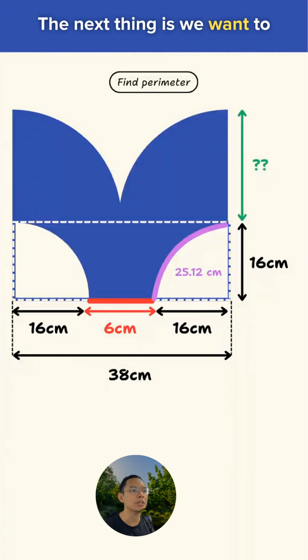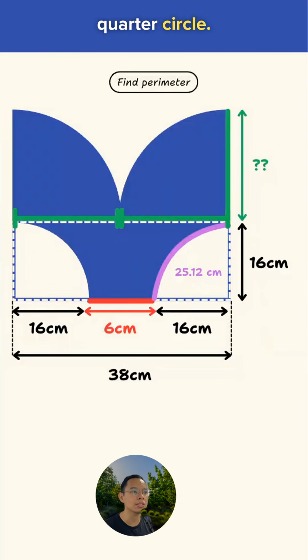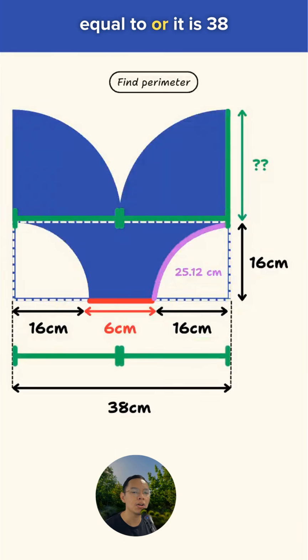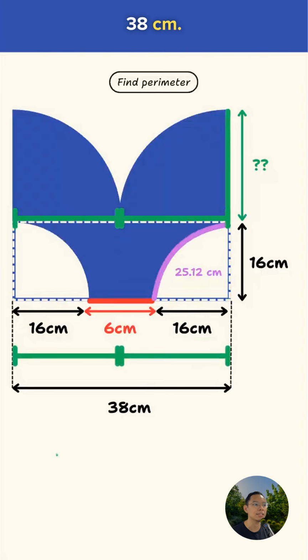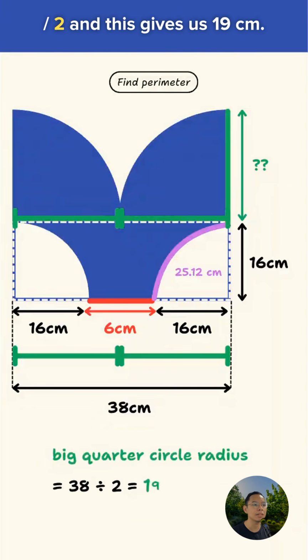So now we know the small quarter circle. The next thing is we want to get the big quarter circle, but the radius, we are not sure of. If we know the radius on this side, we also know that is the radius as well. Since there are two big quarter circles, that means these two big quarter circle radii together make 38 centimeters. So the big quarter circle radius will be 38 divided by 2, and this gives us 19 centimeters.